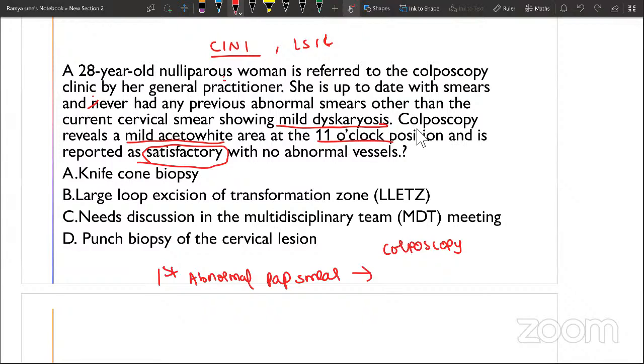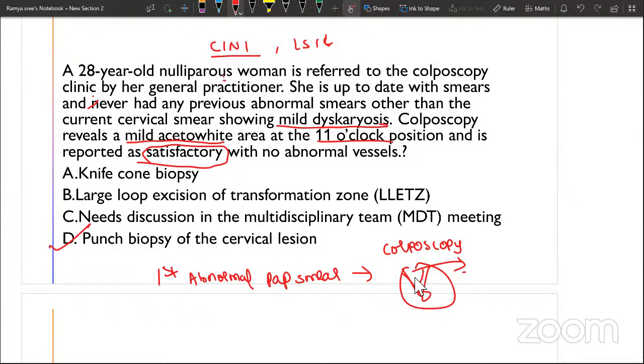So that point is okay. On colposcopy, they saw an abnormal area at 11 o'clock. So what should be your management? There is an abnormal area at 11 o'clock. Take a biopsy of it. So punch biopsy of that cervical lesion. Simple. So what did you understand? Most of the questions are just logical thinking and understanding them. That's all that is required. Okay.